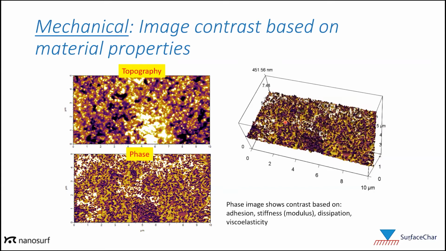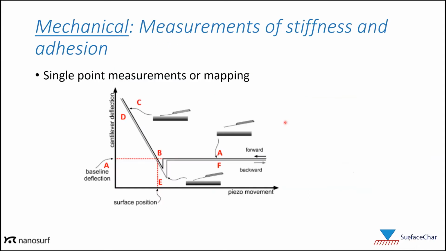So phase is a qualitative imaging mode. Now we could actually do some more quantitative mechanical measurements to look at the stiffness and adhesion of your sample. A couple of weeks ago, we did a webinar focused very heavily on this technique. It's called force spectroscopy, which are these force curves where you take your AFM cantilever and you poke in and out of the sample. And as you poke in and out, you measure the cantilever deflection as a function of the piezo movement. And when you do that, you see a profile such as the one shown here.